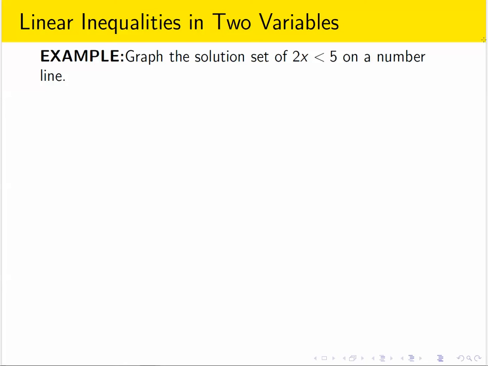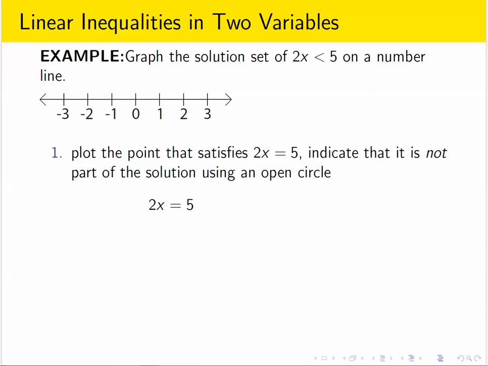a number line. So what we could do is start with a number line and then plot the point that satisfies the equation related to this inequality. So if I take the less than sign and change it into an equal sign, I get an equation, and I can solve that equation. 2x equals 5 implies that x is 5 divided by 2, or 2.5. And then I can plot that point on my number line.